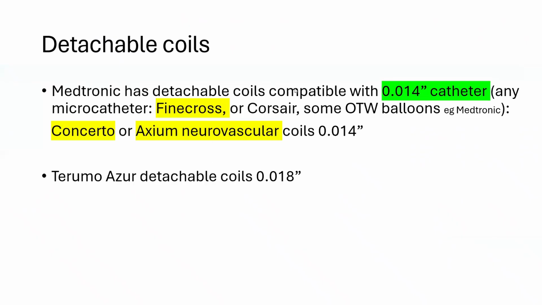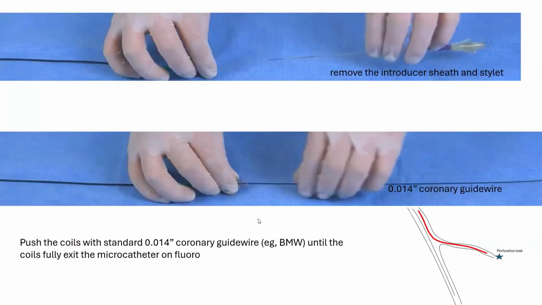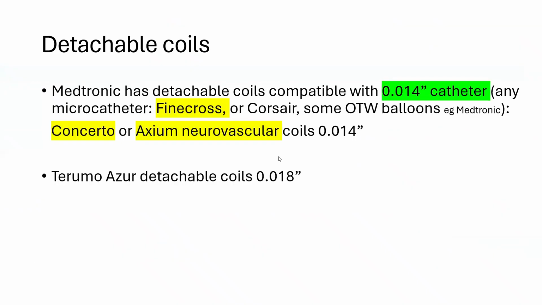And this is where detachable coils are advantageous. You can adjust the position of the coils as well as the microcatheter before you deploy them. And the best detachable coils are the ones that will fit into a 0.14-inch catheter, such as the Fine Cross catheter. And to my knowledge, those are the ones I'm familiar with, and those are the ones that my lab has.